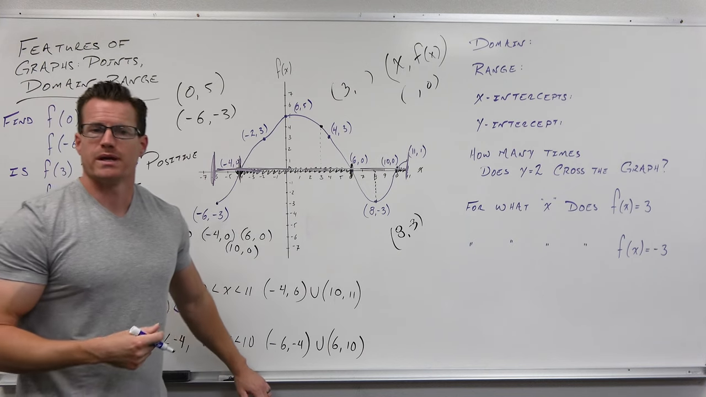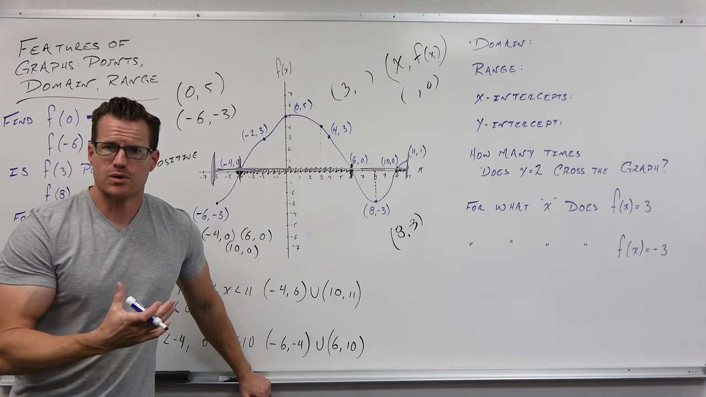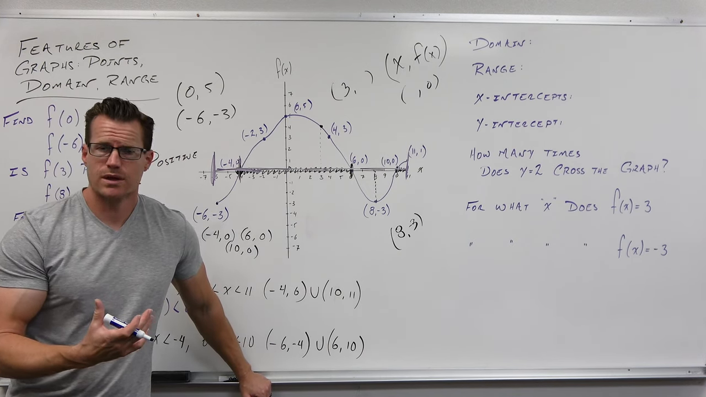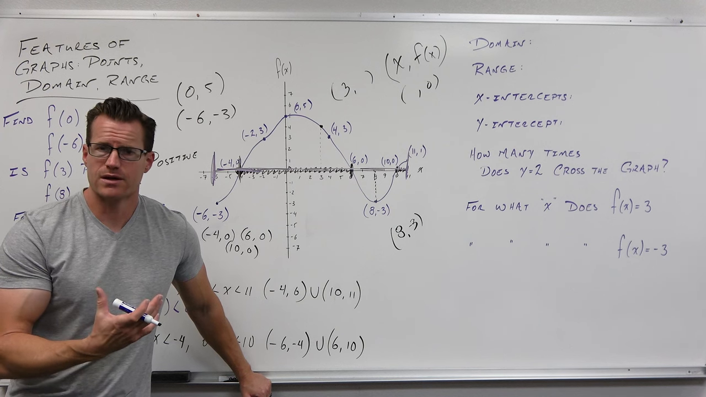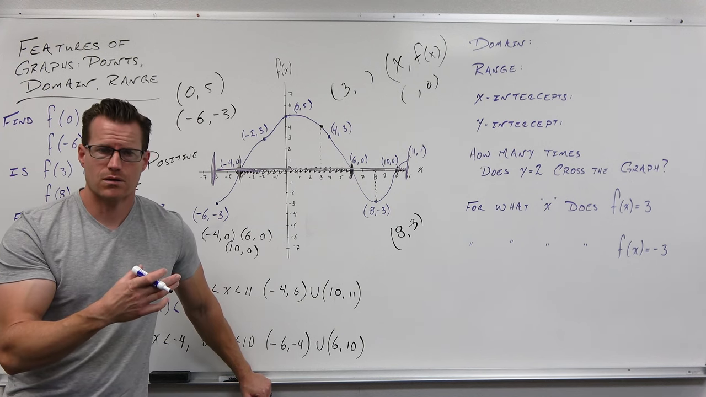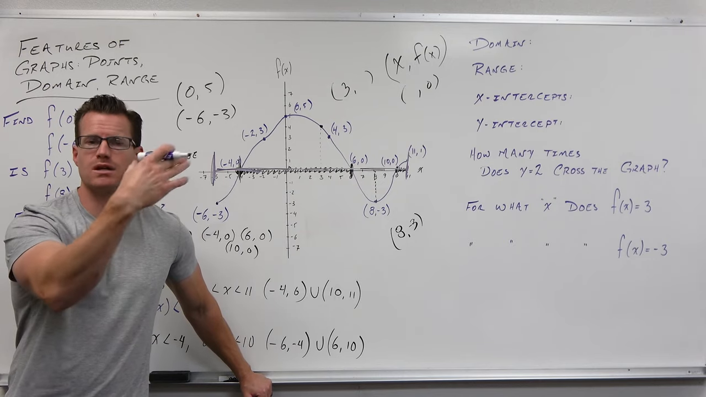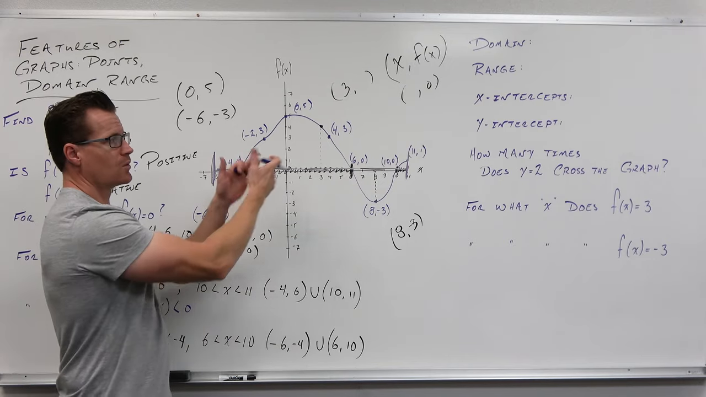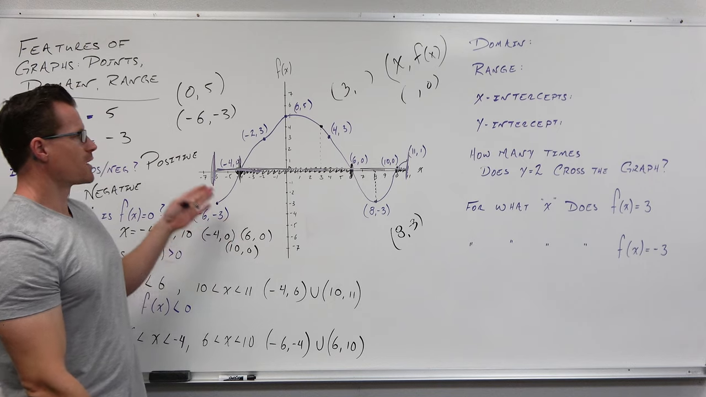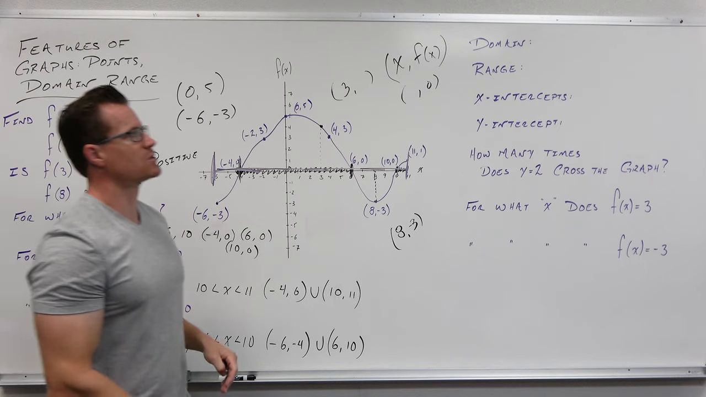So that is what the domain means. It says, just give me the inputs. What are inputs? Well, x's. What that means is, what are the values that are giving me actual outputs? Well, that would be a section or an interval of the x-axis that's giving me some sort of graph. In other words, what's the graph cover? The graph covers on the x-axis from negative 6 to 11.